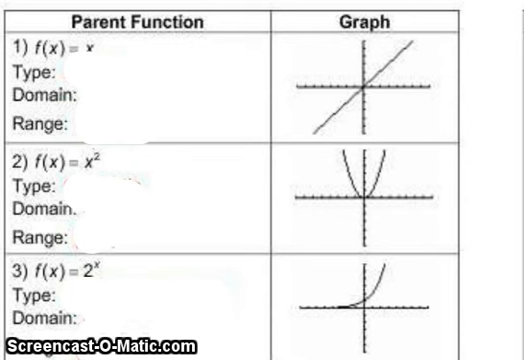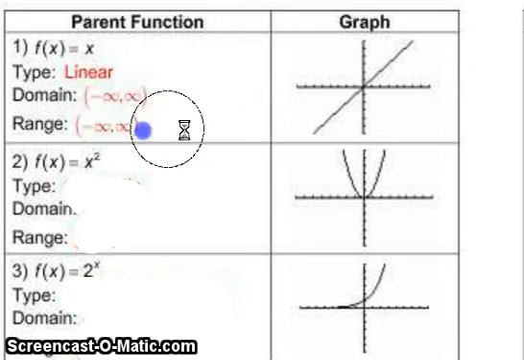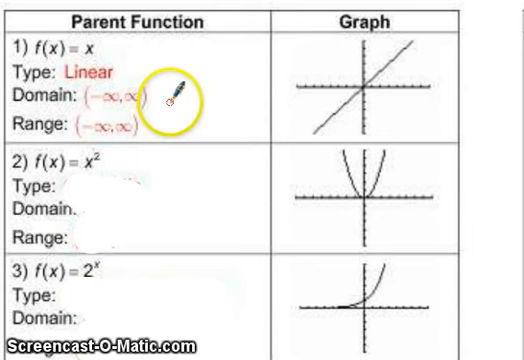Our first type of function is probably the first function many of you were introduced to when you were in Algebra 1, and that's our linear equation. Now, our domain of this equation is written as negative infinity to positive infinity. Our range is negative infinity to positive infinity as well.